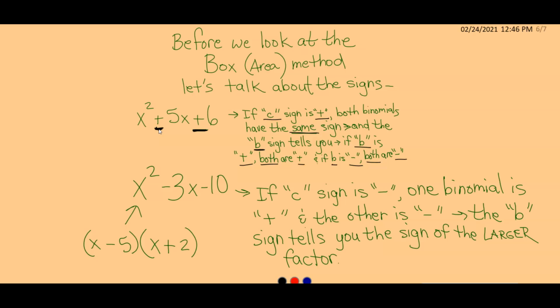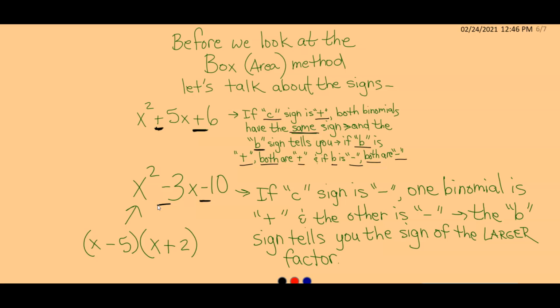So let's look at the situation where your C sign is negative. Well, in that case, you know that one binomial is going to be positive and the other is going to be negative. Because how do you multiply to get a negative number? Well, one number has to be negative and one has to be positive. So your B sign in this scenario tells you which factor is the larger factor, right?